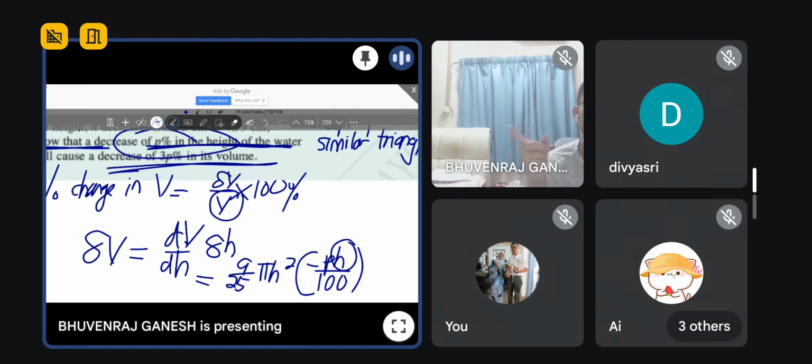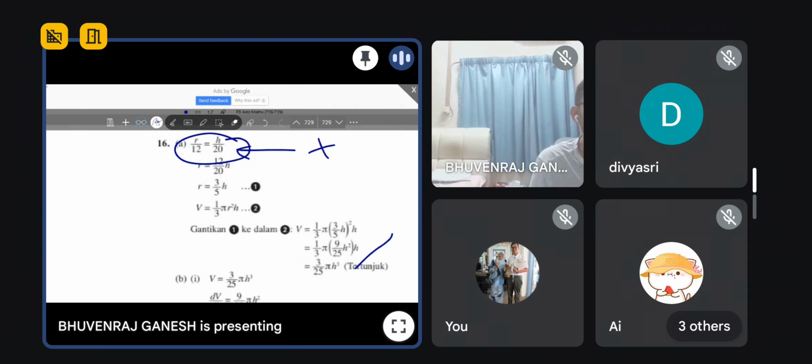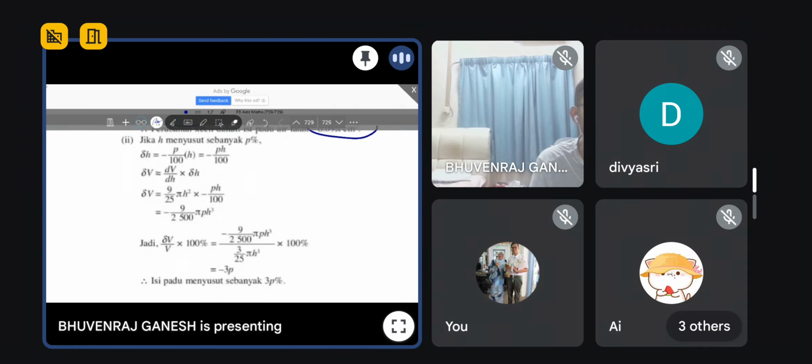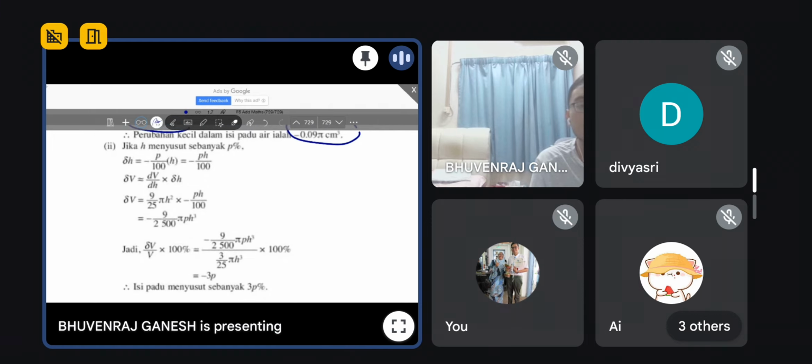Okay, so P% means P over 100. That's why you get negative, because it is a decrease. So don't forget the negative sign to show the decrease. Then you can substitute inside this formula and count the answer. You should be able to prove the answer is negative 3P.